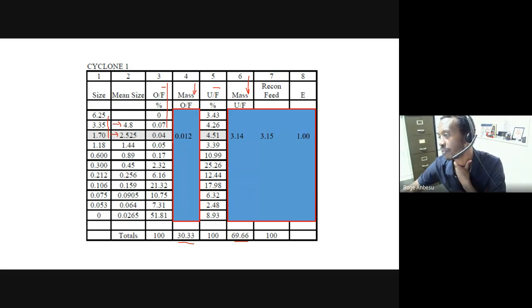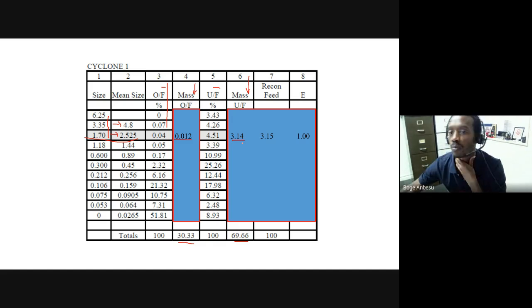So taking an example here, if we have a 0.04 size fraction that belongs to this one, and multiply this by 30.3, you should get this value. And in the same way, 4.51 divided by 69.